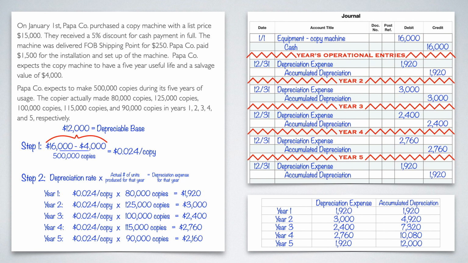So hopefully that made sense. Again, this is the medium one. The next one we're going to do is the hard version, which is the declining balance method.